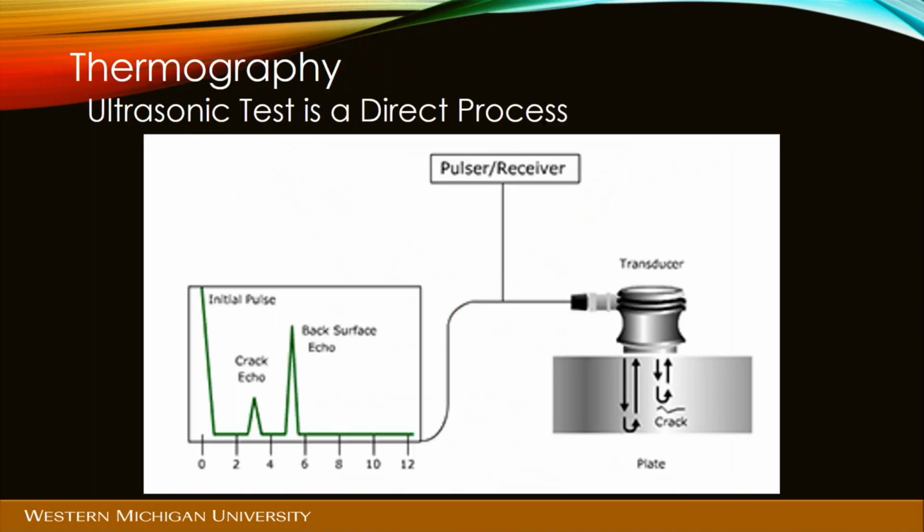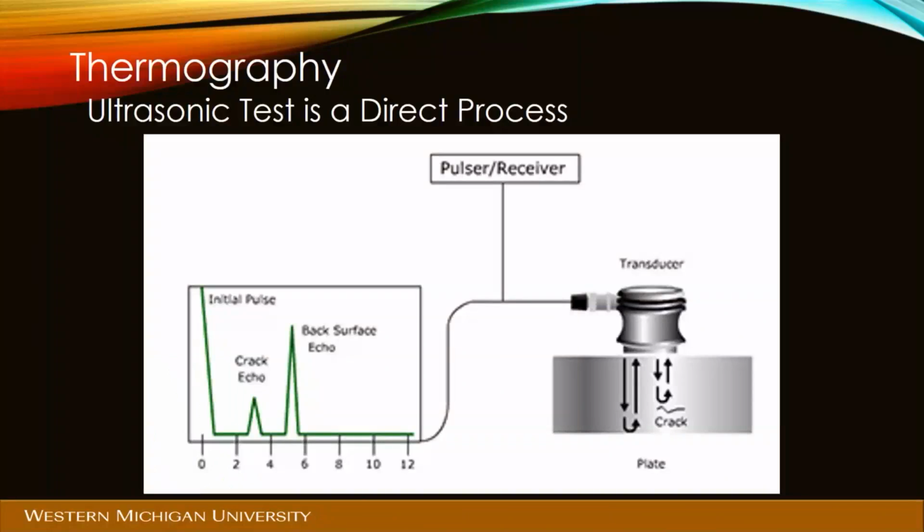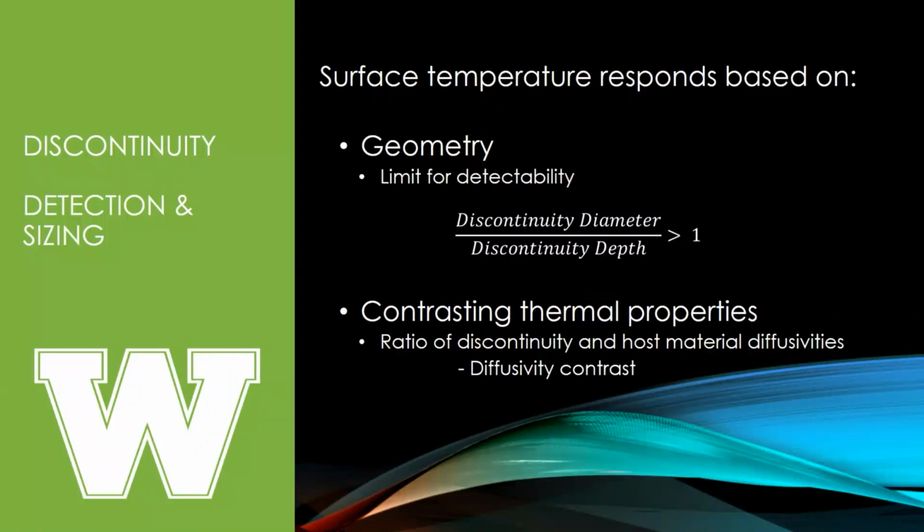This is to kind of remind you what a direct process is. So it's not this ultrasonic, this is. So when we do this, the geometry of the part is going to affect how the surface temperature responds. And we'll reach something called a limit of detectability. And this is the ratio.